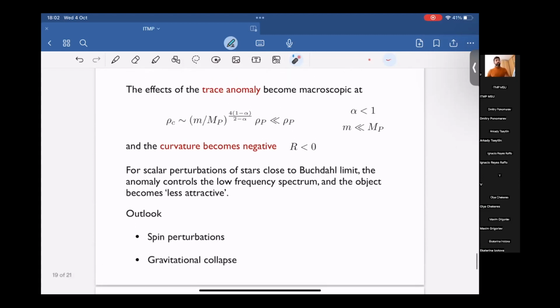So as an outlook, I looked at the spin equals 0 problem, but we could study spin 1/2, spin 1, spin 2 perturbations, and so on, and see if there's any interesting physics there. And I think more importantly, the question for me is, how are these ideas in any way related to the problem of gravitational collapse? So those are some things that I find interesting. And yeah, that's it. Thank you very much.